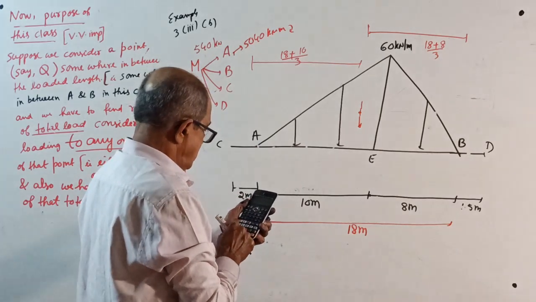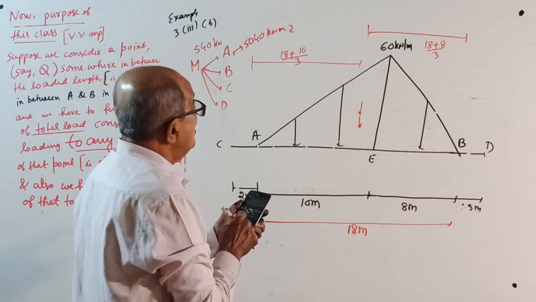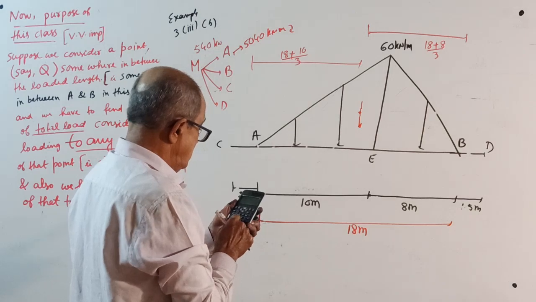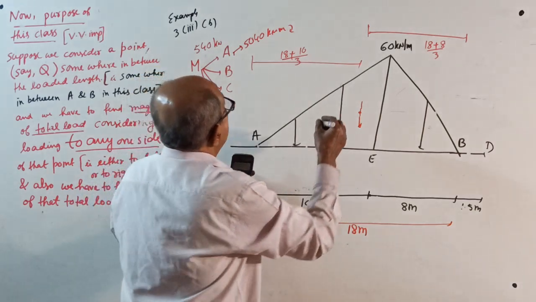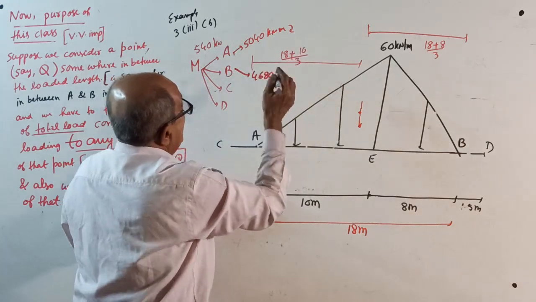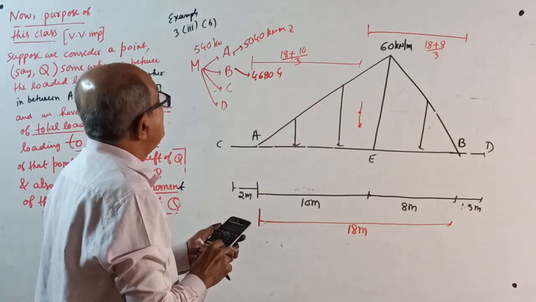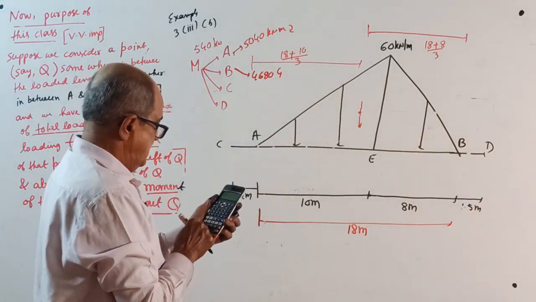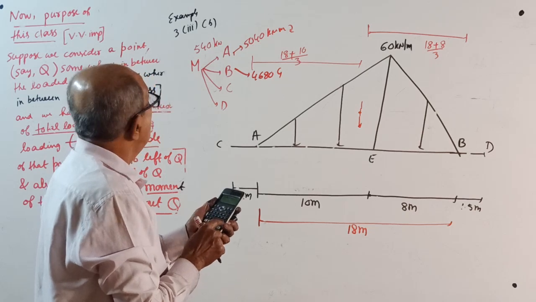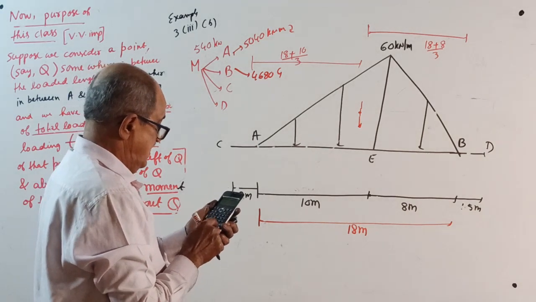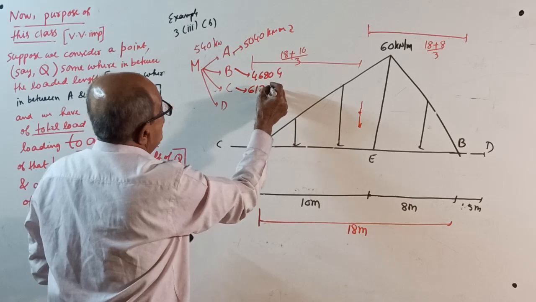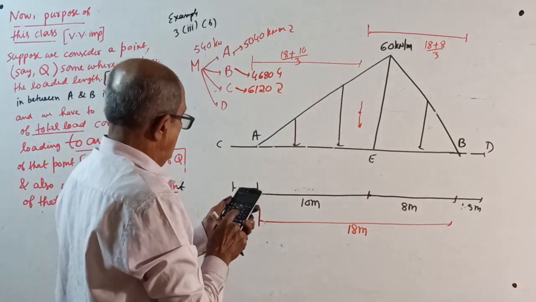Half into 540 into the total load, into 18 plus 8 divided by 3 is 4680. 4680 kilonewton meter anti-clockwise, moment about C. Half into 18 into 60 into 2 plus bracket 18 plus 10 divided by 3 is 6120. 6120 clockwise, moment about D.